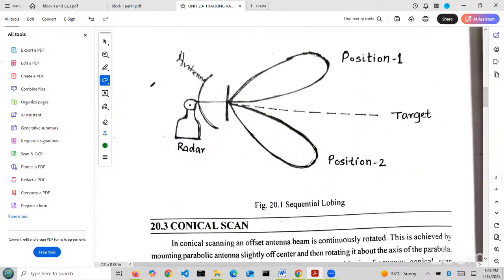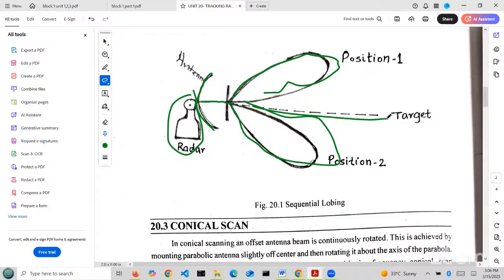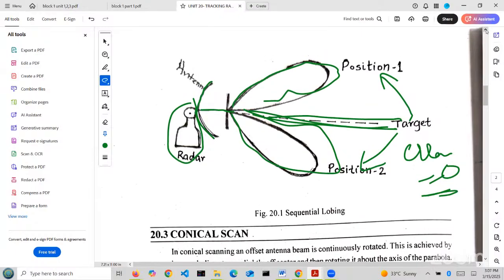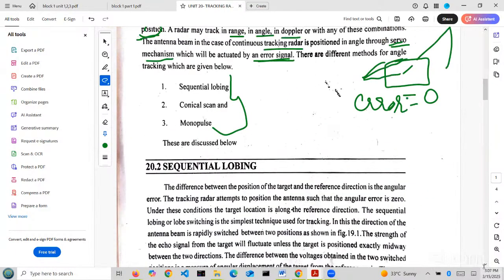First we will see the diagram, afterwards it will be clear. This part is the radar. This radar is connected to the antenna, and from this we are using two lobes. One is at position 1, another one is at position 2. The target is fluctuating between these two positions. We have to cross-check whether the target is nearer to position 2 or position 1, and we have to make sure the error is 0. If the error is 0, we are getting accurate tracking. If the error is not 0, then we have to adjust the position. That is called sequential lobing.